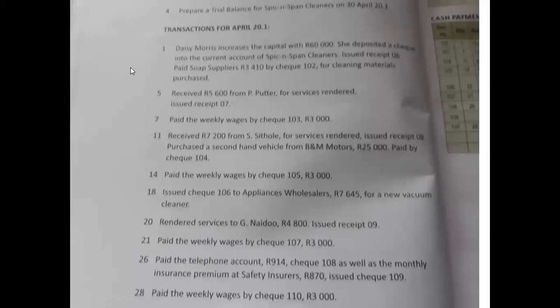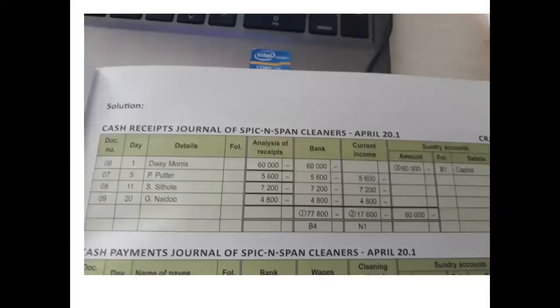Right, there are your transactions for April. There are quite a few. Remember, this is an example of a combined activity, so the transactions are mixed for the CRJ and the CPJ. So what we're going to do is first take out the transactions that you need to take to the CRJ. I'm quickly going to move to the next slide so we can first look at the columns, and then I will come back to the transactions.